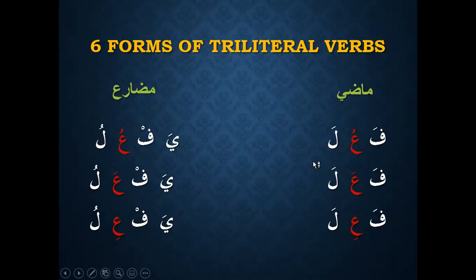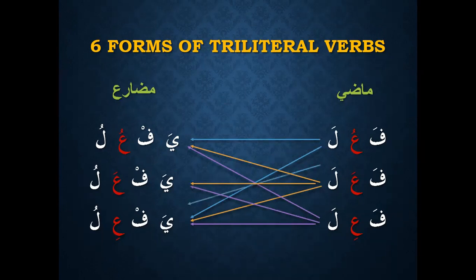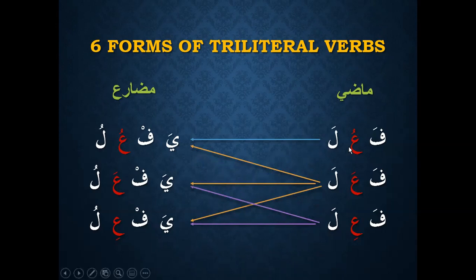Each of these can be with any of these three. So three times three is nine. So you can have that combination, and that combination, and that combination. Likewise, this, this, and this. So nine, yes? But luckily in Arabic, you do not need to worry about three of those, which is this one, this one, and this one. Okay, so you're left with these six.